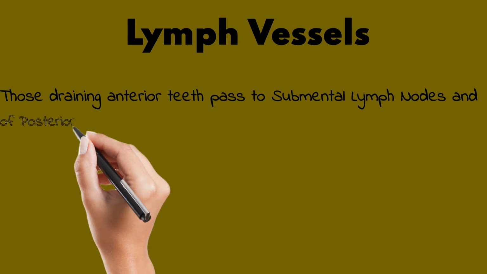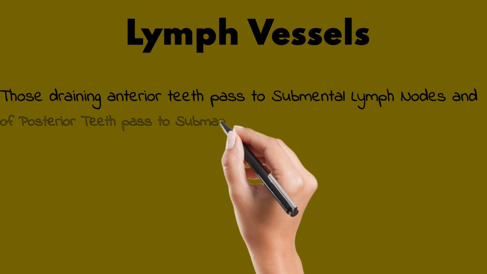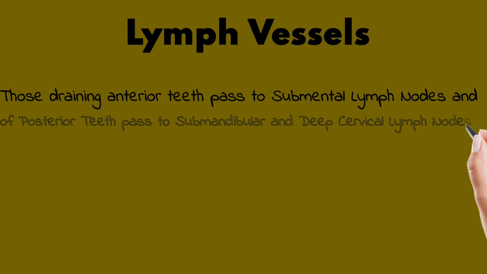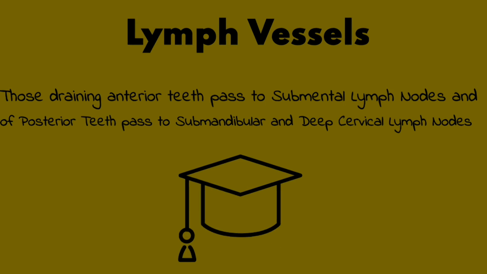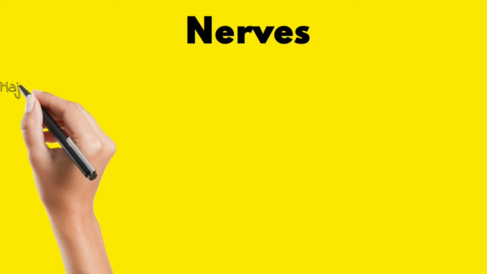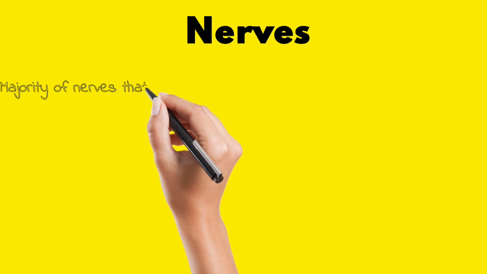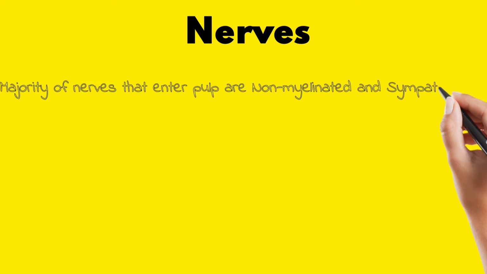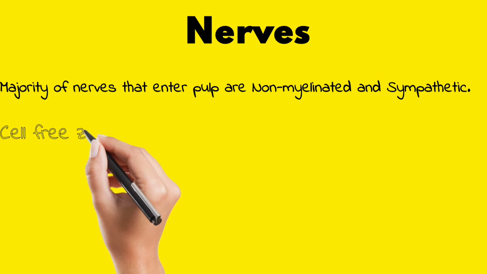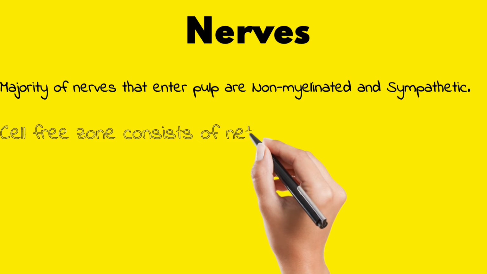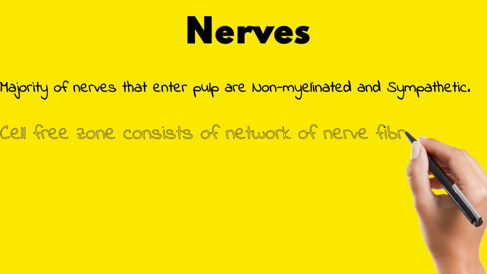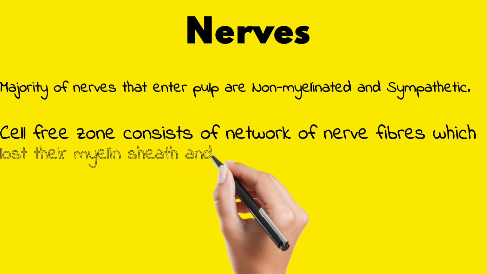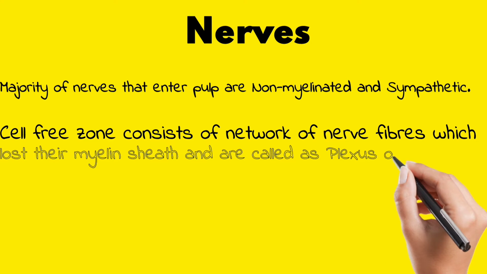Next, we move on to the nerves. What are the nerves present in the pulp? The majority of the nerves that enter the pulp are non-myelinated and sympathetic. So they are mainly non-myelinated and sympathetic. Also, there is a zone called the cell-free zone, which consists of a network of nerve fibers which lost their myelin sheath, and this is called the plexus of Raschkow. We will study this again in the upcoming slides. That is the plexus of Raschkow.